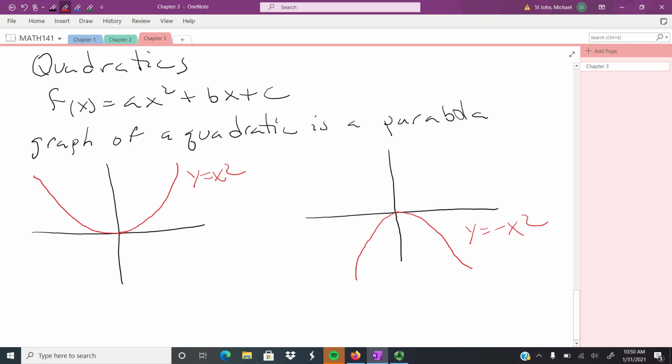In terms of a quadratic, this thing here, at the bottom of the curve, is called the vertex. And over here, this would be the vertex. Parabolas also have an axis of symmetry, which in these two cases is going to be the y-axis. So parabolas are symmetrical.